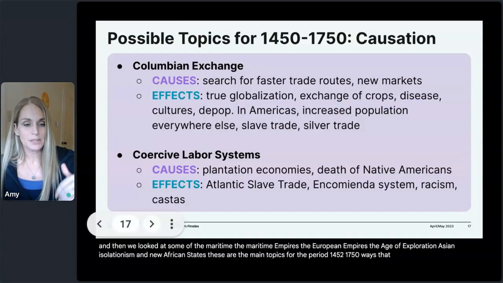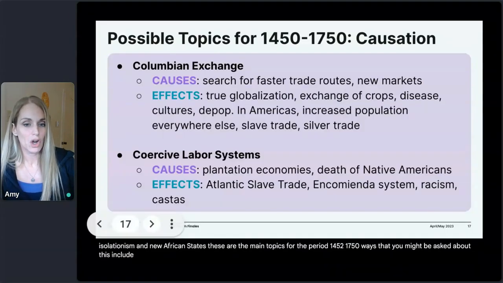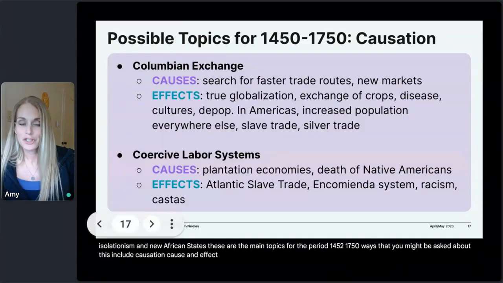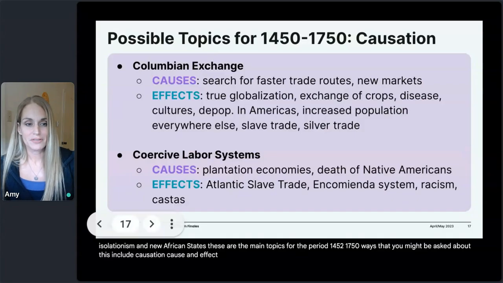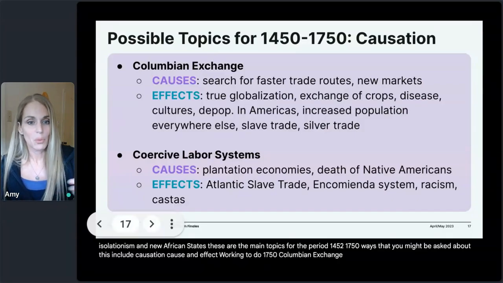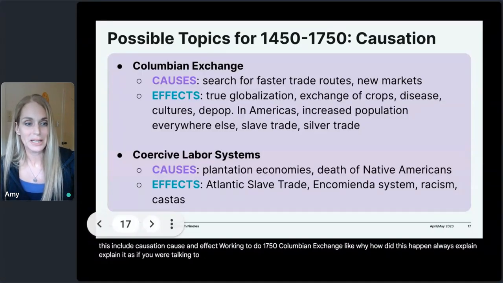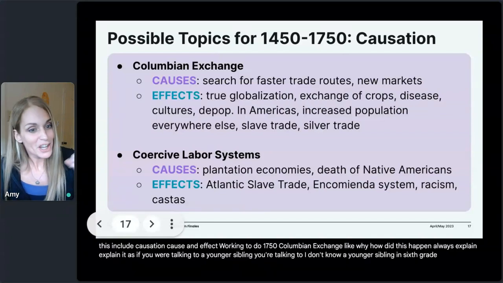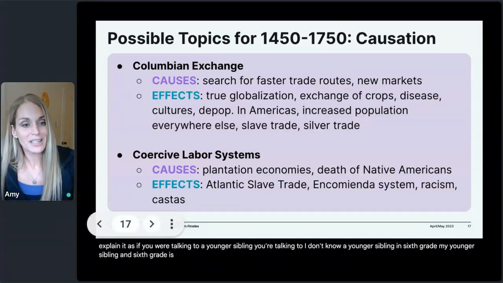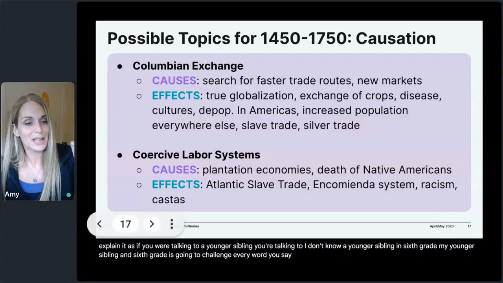Ways that you might be asked about this include causation, cause and effects. And you don't just want to say like, 1450 to 1750, Columbian Exchange. Like, why? How did this happen? Always explain. Explain it as if you were talking to a younger sibling in 6th grade. A younger sibling in 6th grade is going to challenge every word you say and say like, what do you mean? What is that? I don't understand.